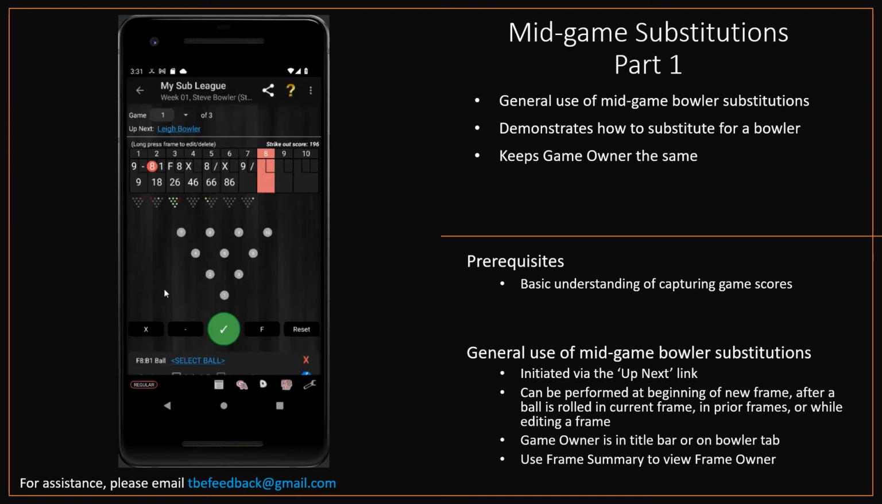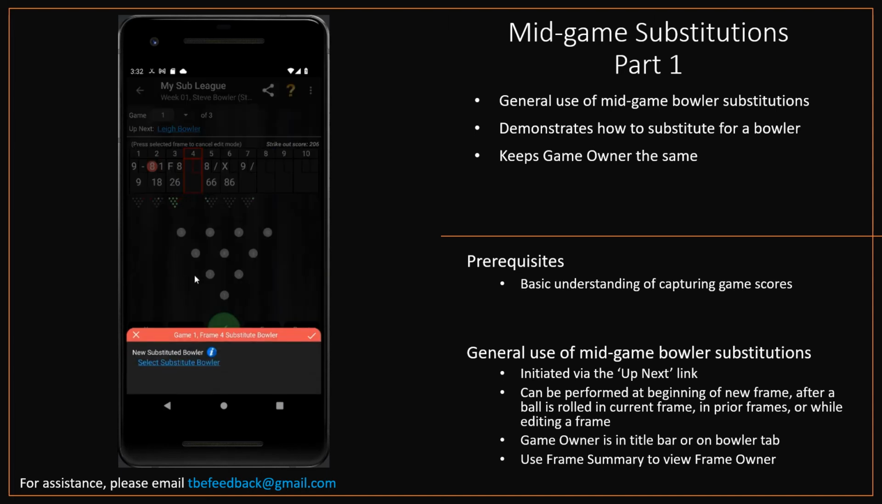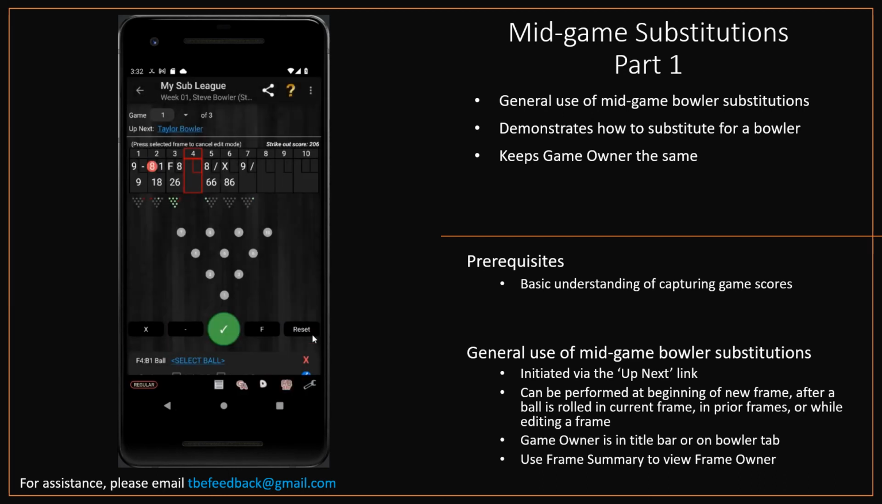The last example for when a substitute can occur is while editing a frame. Let's assume we need to edit frame 4. But first, notice that Lee is the up next bowler. Long click frame 4 and choose Edit Frame. Next, click the Up Next link. The substitute form will open, but notice how the only available field is to change the substitute bowler. You cannot select game owner when editing a frame.